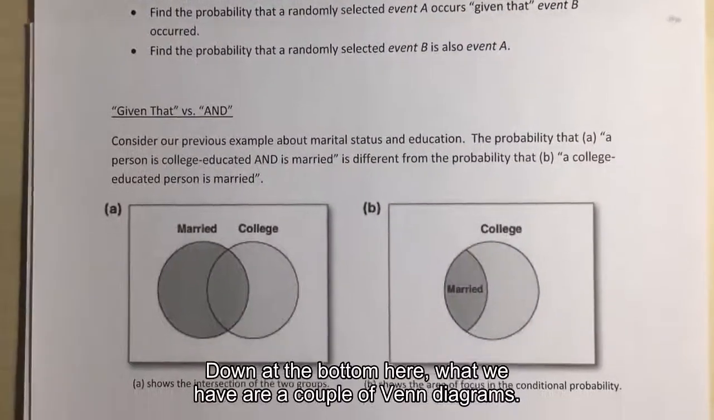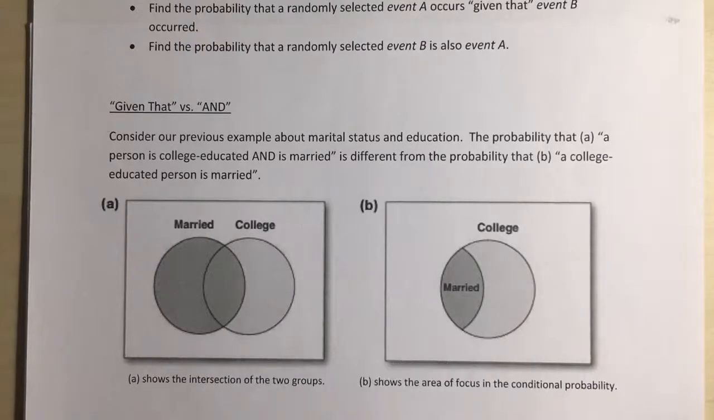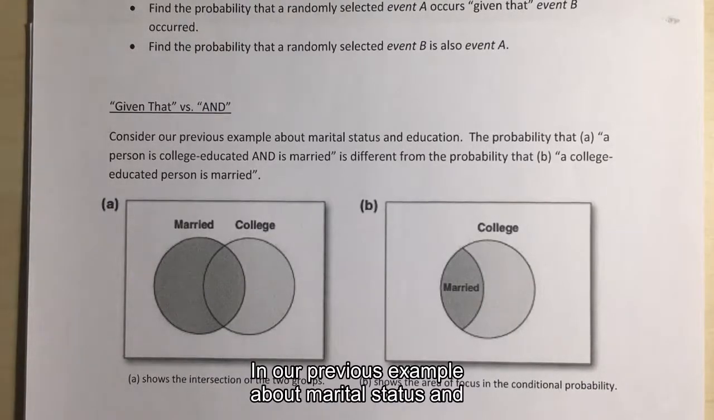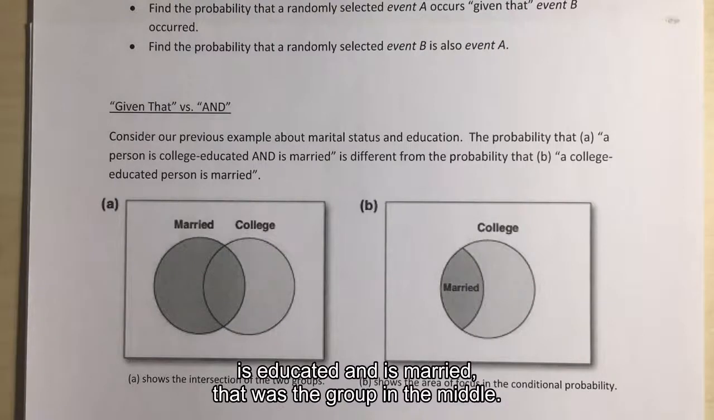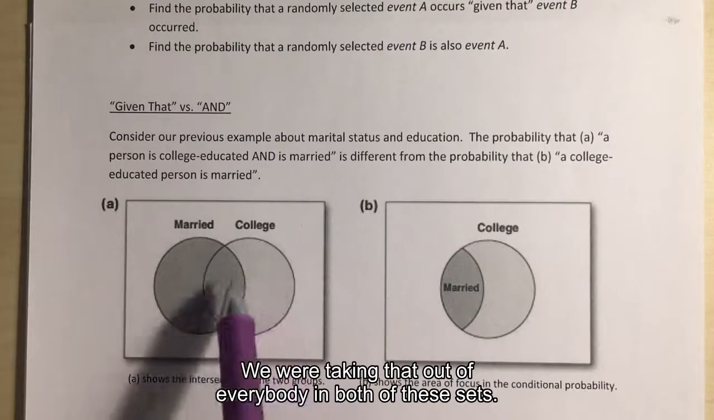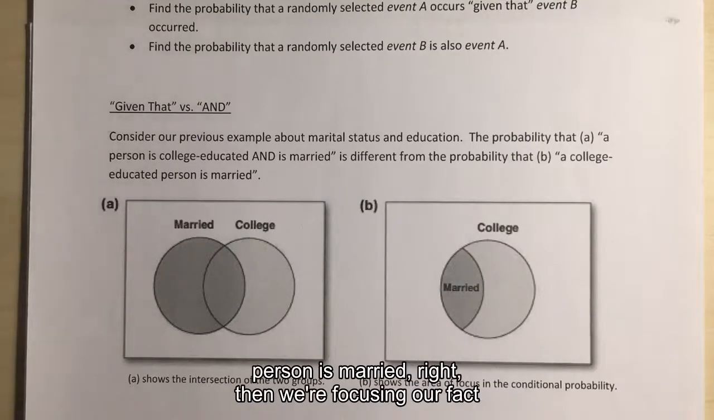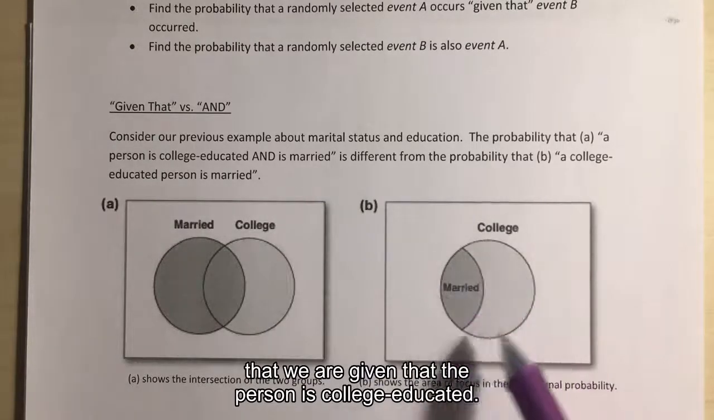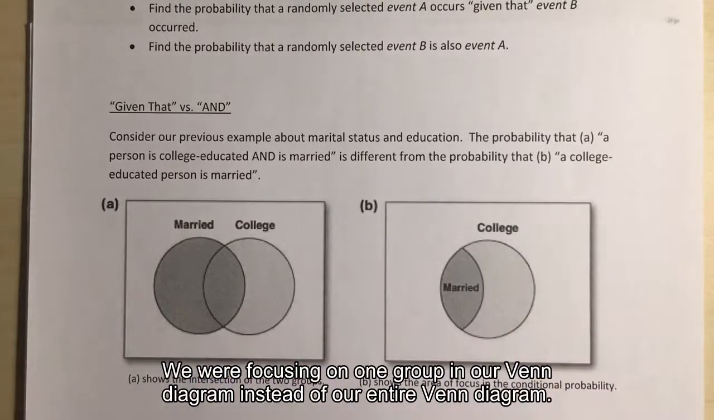Down at the bottom here, we have a couple of Venn diagrams, and we're comparing the idea of "given that" versus "and." In our previous example about marital status and education, the probability that a person is college educated and is married was the group in the middle, and we were taking that out of everybody in both of these sets. Now, if we are talking about a college educated person being married, then we're focusing on the fact that we are given that the person is college educated. So we are focusing on one group in our Venn diagram instead of our entire Venn diagram.